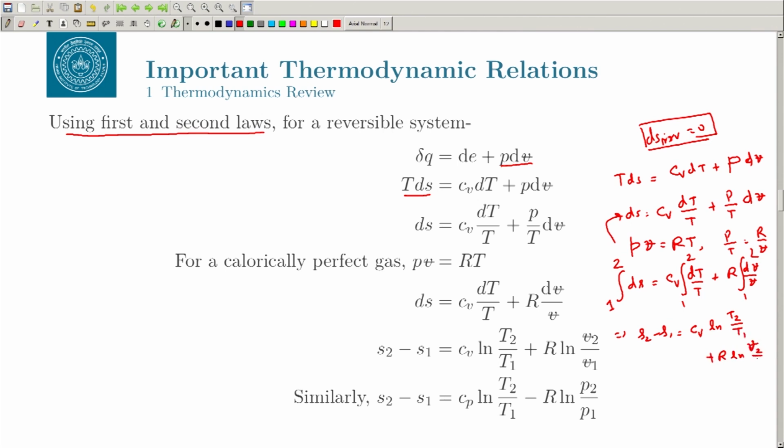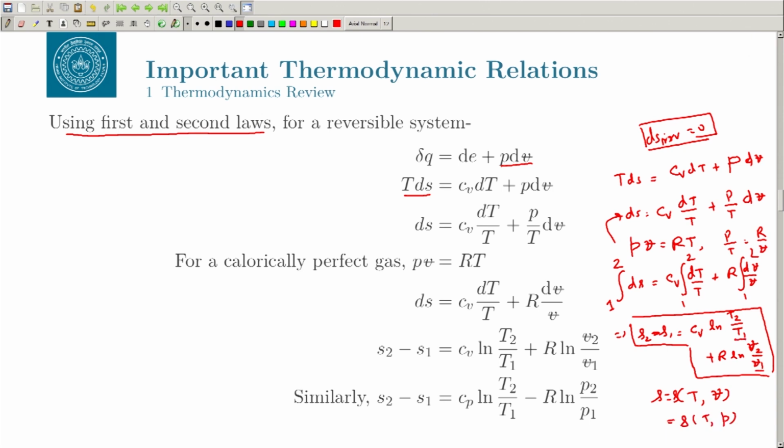One interesting thing you can see here is that even for a calorically perfect gas, the entropy S depends on both T and V. It is a function of both T and V, unlike our internal energy and enthalpy, which are a function of only temperature. Here it is a function of both T and V, or T and P, whatever you want to say.